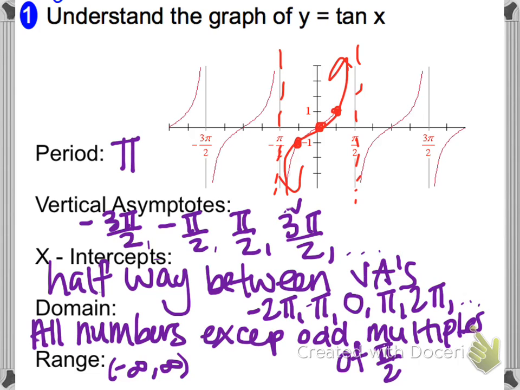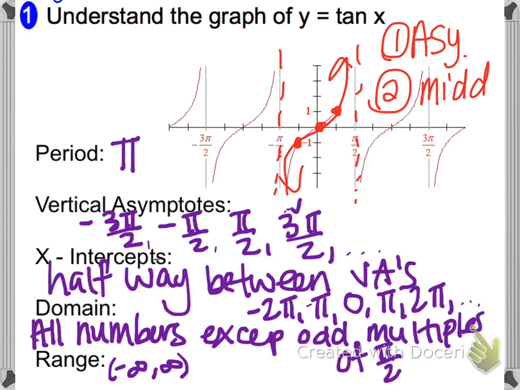So when we're thinking about the 5-point method that we use to graph sine and cosine, we can have a similar 5-point method here. The first point we're going to be looking at are the vertical asymptotes. The second point then is going to be our middle, which will give us the x-intercepts.